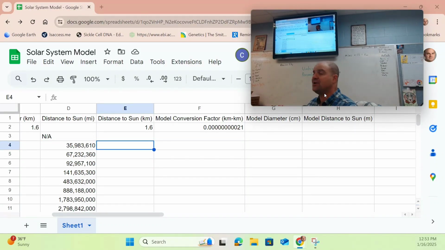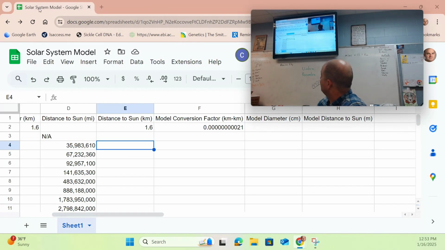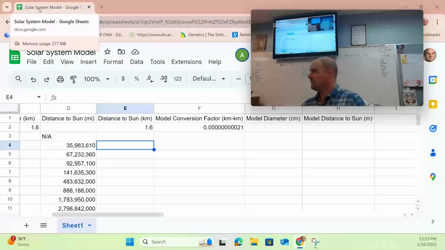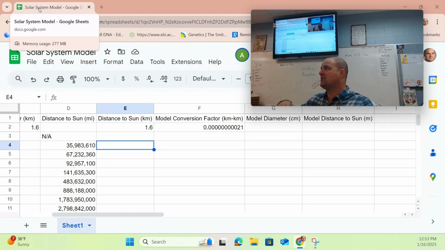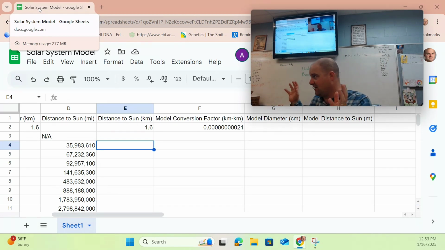Here we go. In your Google machine, you will find this solar system model. I have created a spreadsheet that we will use today to ascertain sizes for our model. Sizes like diameters and distances. Does that make sense? From reality, we're going to shrink the solar system down for a scale model. Got it? I think I already warned you about this.